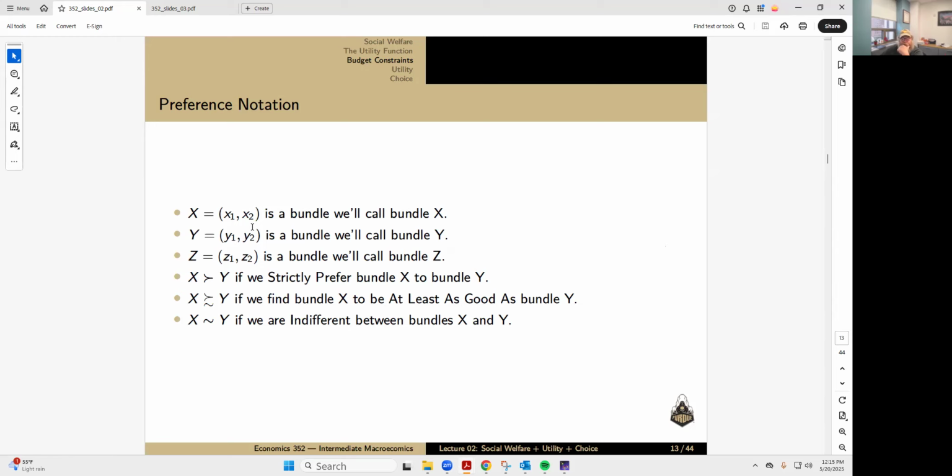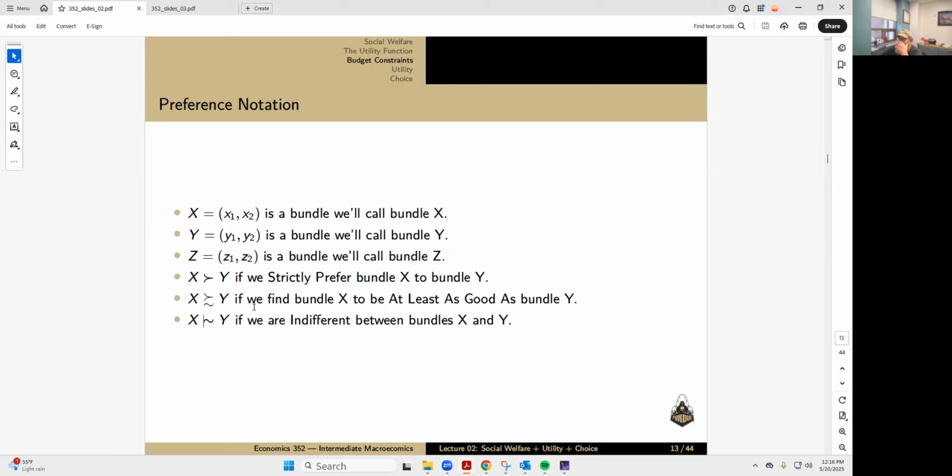Okay, so let's go back to this idea of bundles for a moment. Now what we're going to do is label bundles X, Y, and Z. These are just bundles of goods. And then we're going to have these preference relations. If I say X and this funny looking greater than sign, I say X is preferred to Y. In this case, strictly preferred. There's no qualifier. Here we can see there's a qualifier. We say X here is at least as good as Y. I can't say X is better than Y necessarily, but I can say X is at least as good as Y. And then maybe I'm indifferent between X and Y. So X and Y are the same for me.